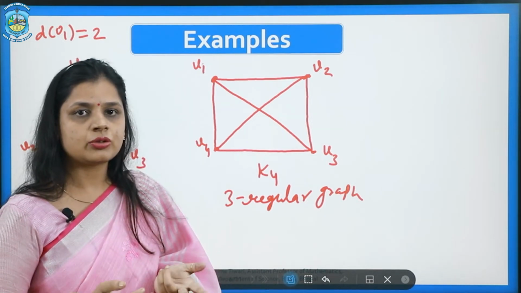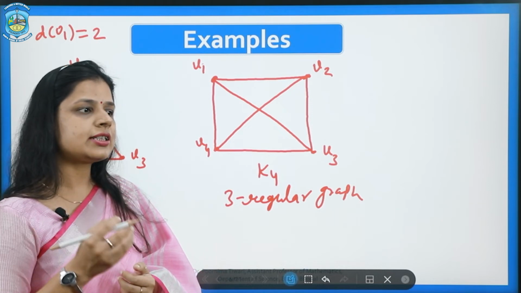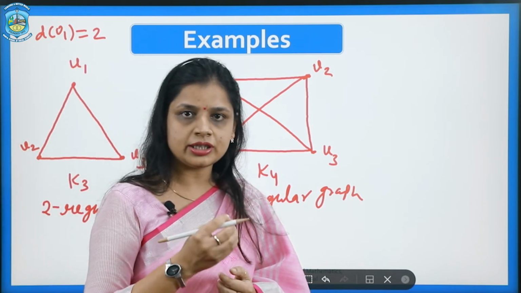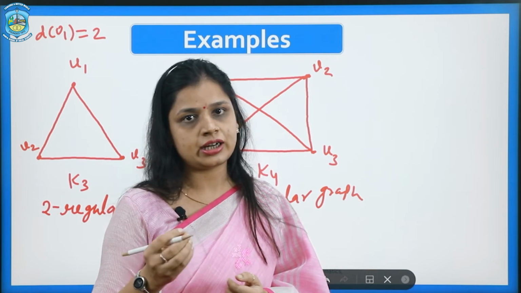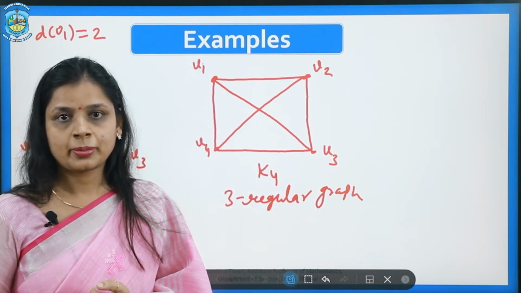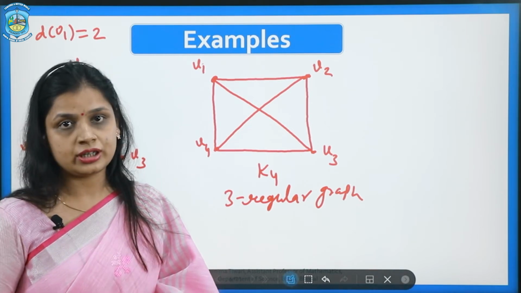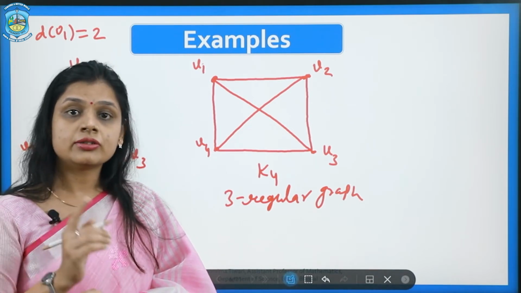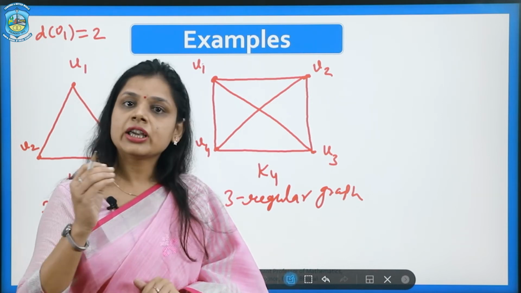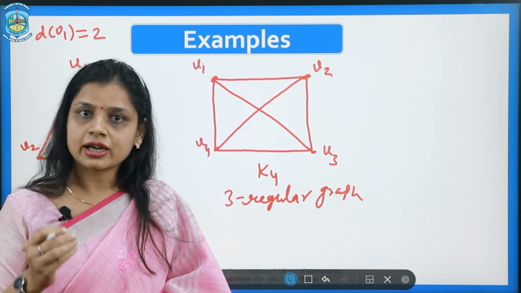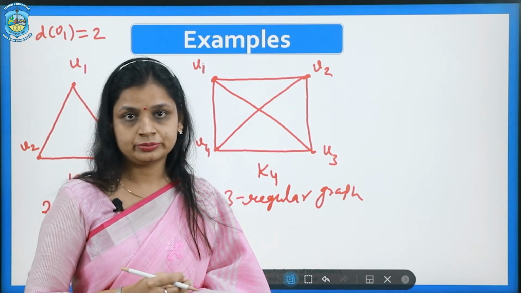Likewise, if we talk about K5, it is a 4 regular graph. So, we can say that every complete graph of n vertices is an n minus 1 regular graph. It means every complete graph is a regular graph. But the converse of this statement is not true.